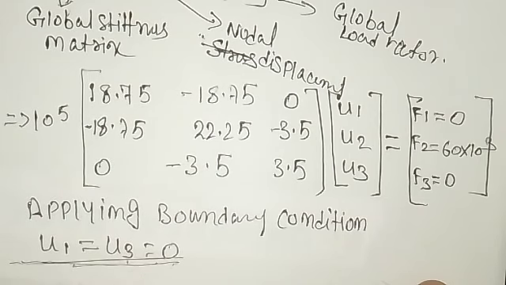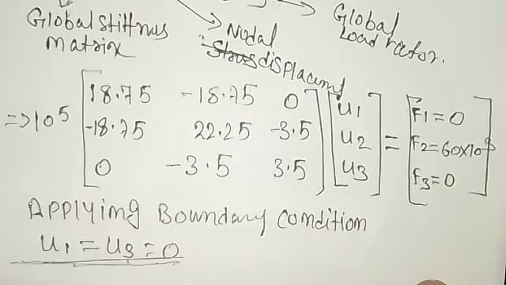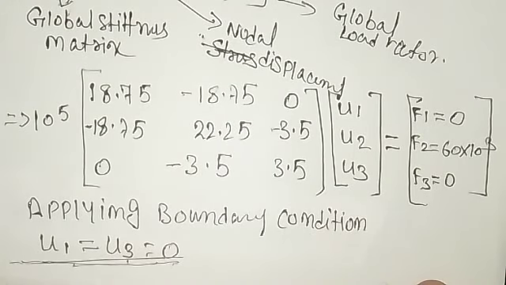Elimination approach means what? The node where the element is fixed, at that point the nodal displacement will be 0. So for particular nodes with zero nodal displacement, that row and column will be eliminated. So u1 is 0, it means that the first row and first column will be eliminated. Similarly u3 is 0, so third row and third column will be eliminated.